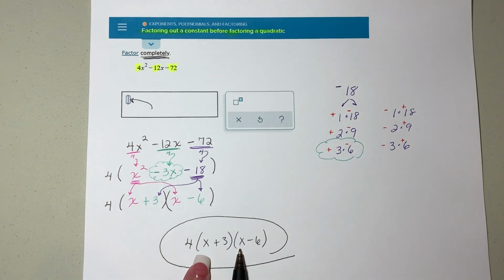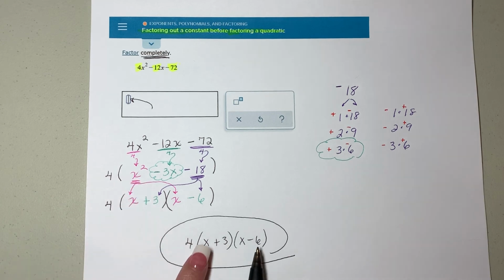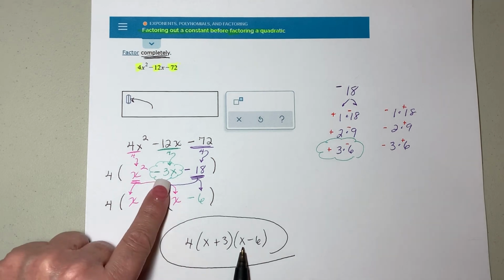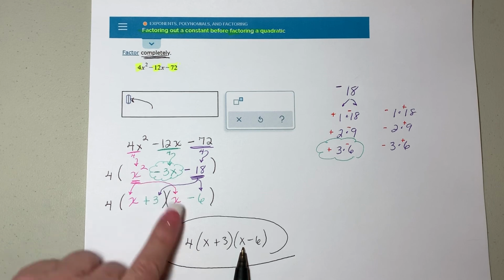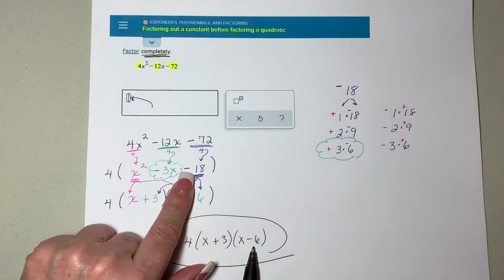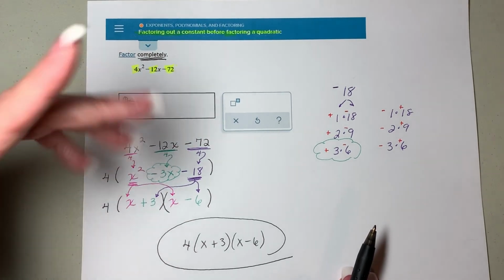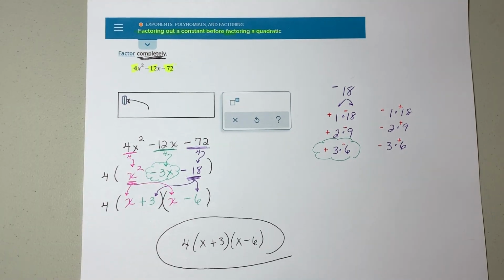And if you foiled it back, x times x, that's the x squared. My outside is -6x. My inside is +3x. -6 and +3 adds up to -3. And then last times last, 3 times -6 would be -18. And then of course, if you distributed these, then it would take you back to this. So that's my answer and I'm sticking to it. The end.